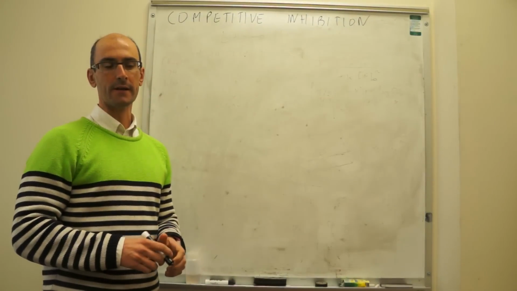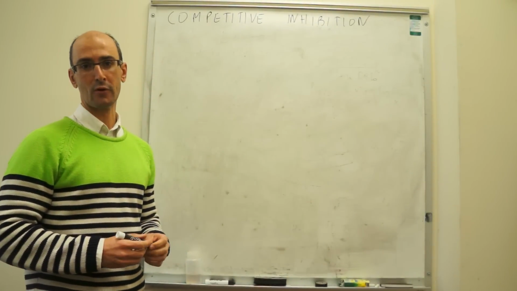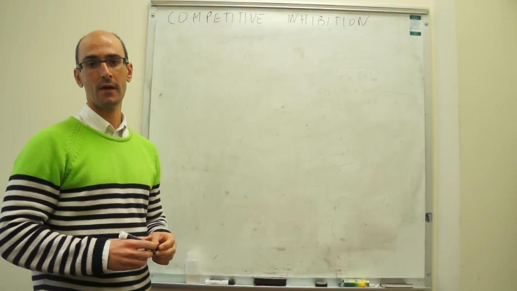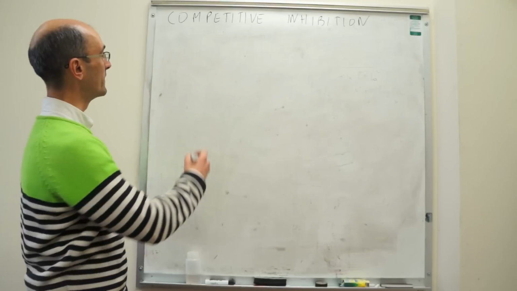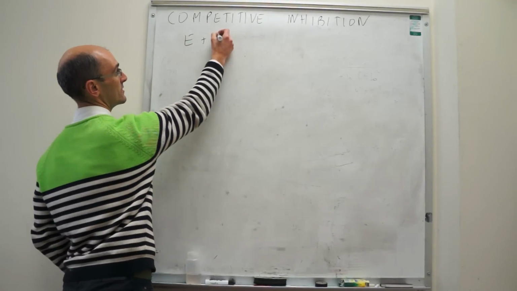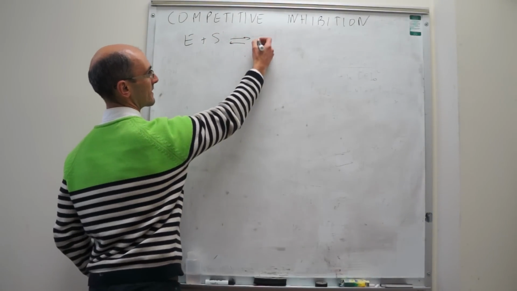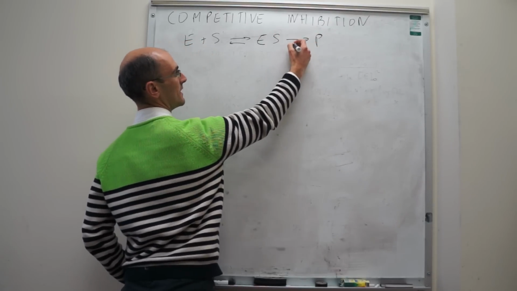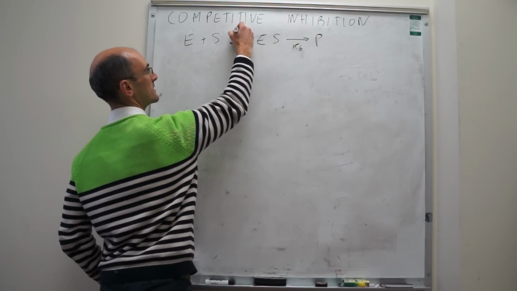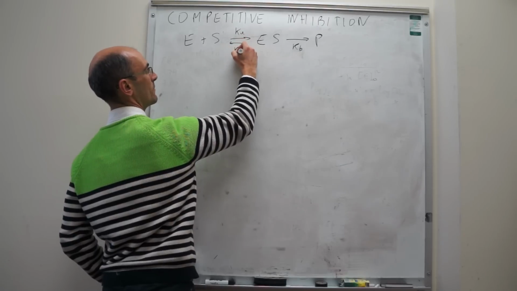Alright, in this video I explain how to proceed with competitive inhibition, specifically how to derive the rate law for competitive inhibition. So we depart from the standard Michaelis-Menten kinetics mechanism, which is this one, where these rate constants are k sub b, this is k sub a, and this is k sub a prime.